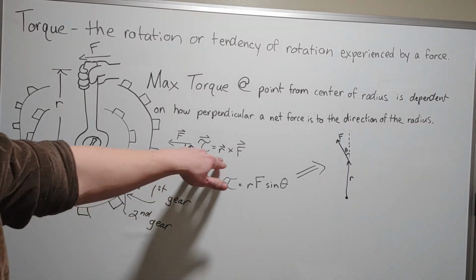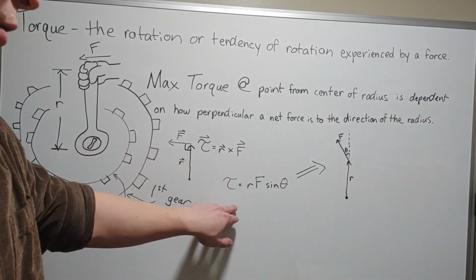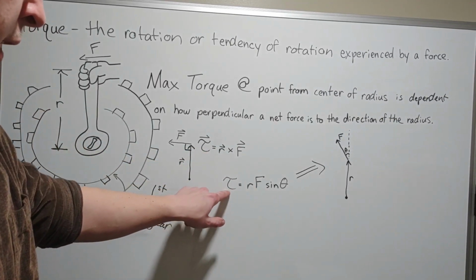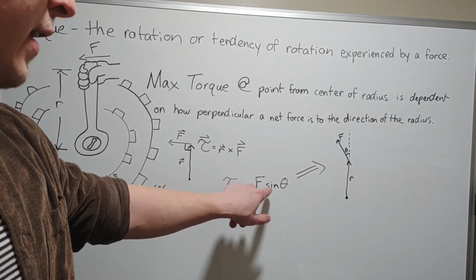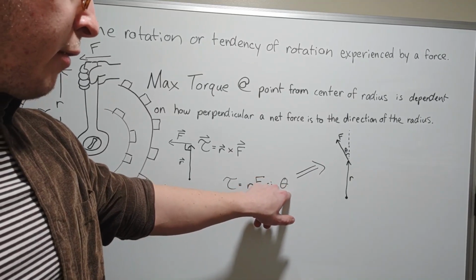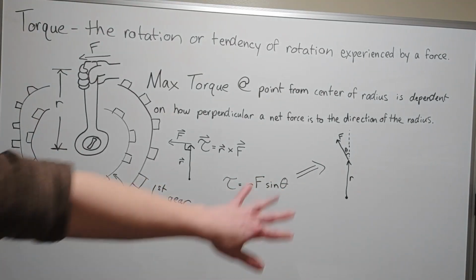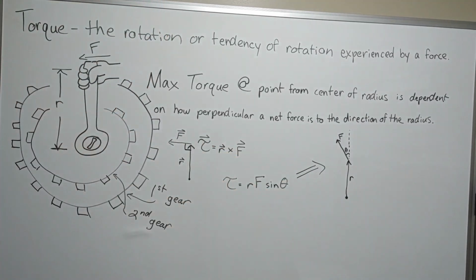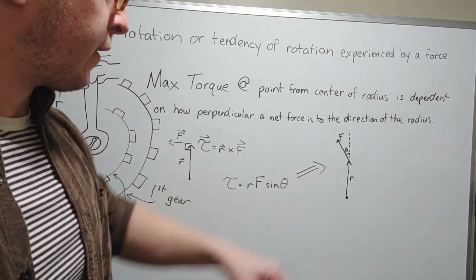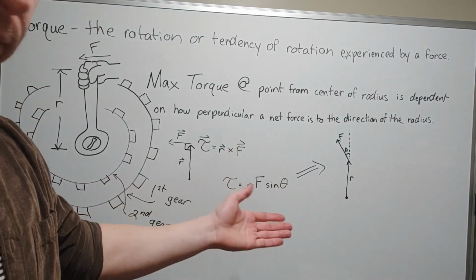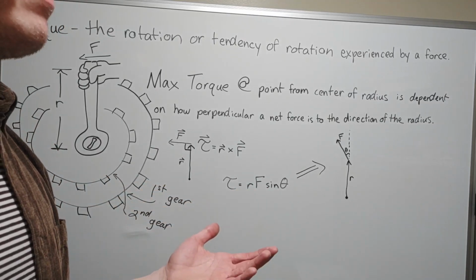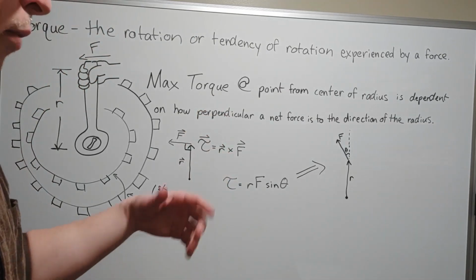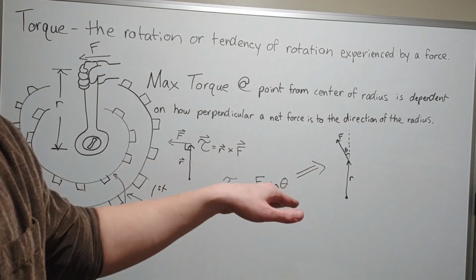Now if we change this torque equation from vector to trigonometry, we can see that torque equals radius times the force applied times sine of the angle theta between the two, radius and force. So we have an angle here, and for those of you that don't know, sine of theta lets us know how 90 degrees we are from one magnitude to the other.